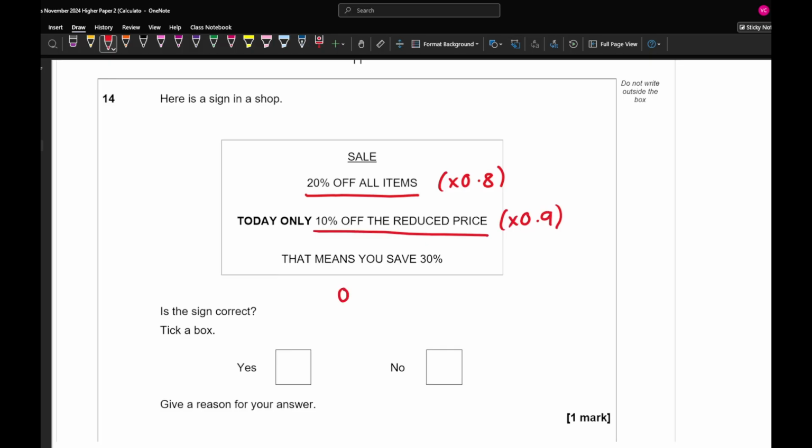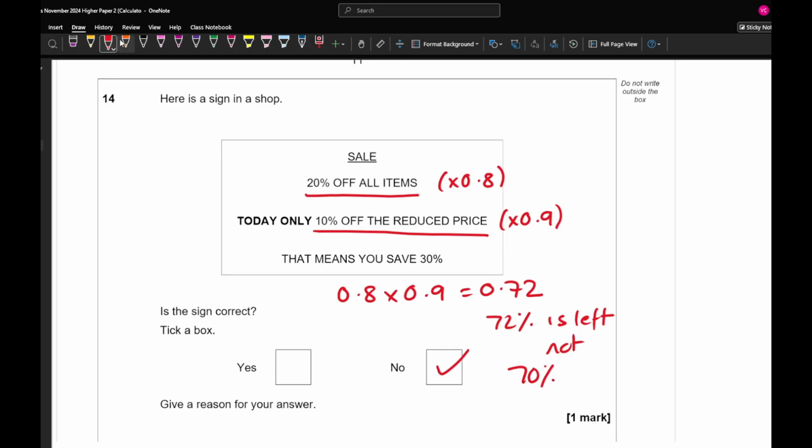Well, if I do 0.8 multiplied by 0.9, that gives me an answer of 0.72. So therefore 72% is left, not 70%. So therefore this is not true.